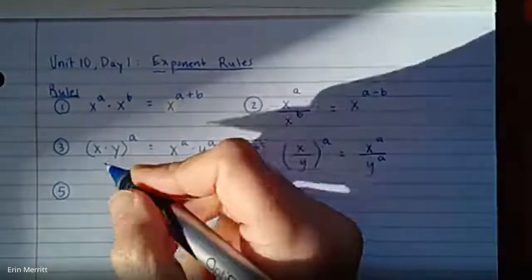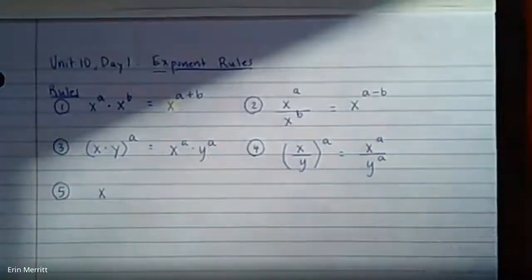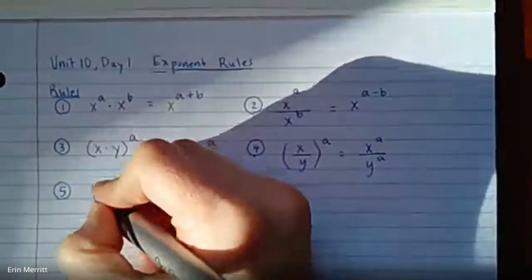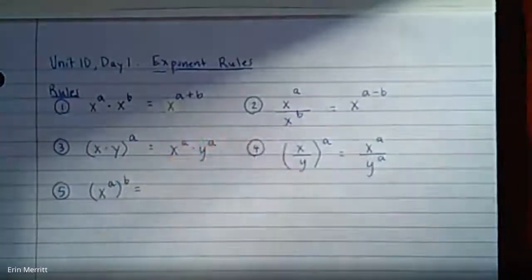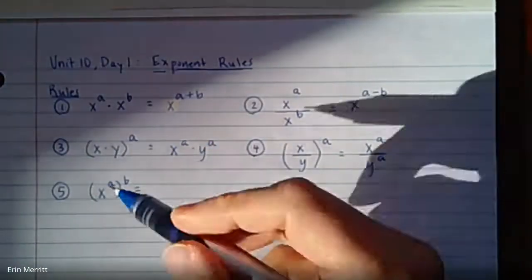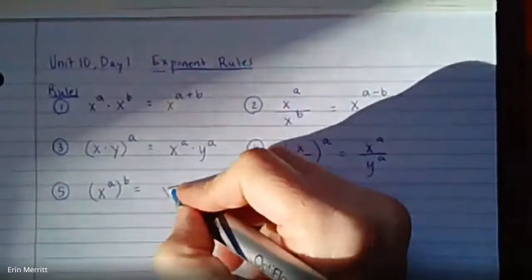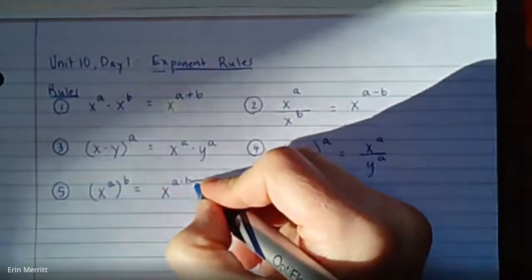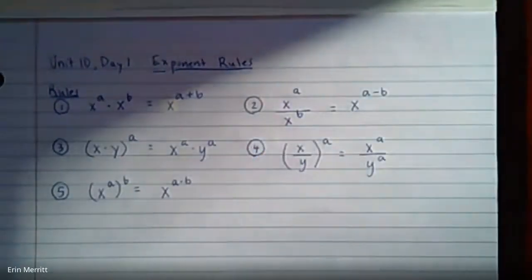All right, what about if we have a power raised to another power? So like x to the a power and all of that raised to the b power. So in that case, instead of adding exponents, power raised to a power means we multiply. So this becomes x raised to the a times b power.